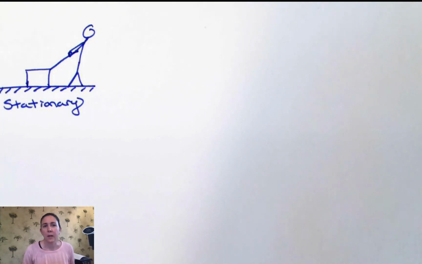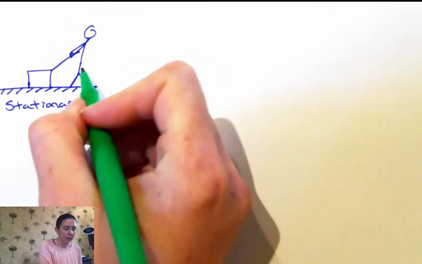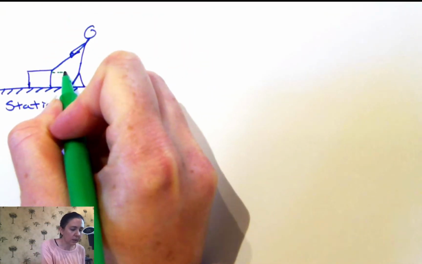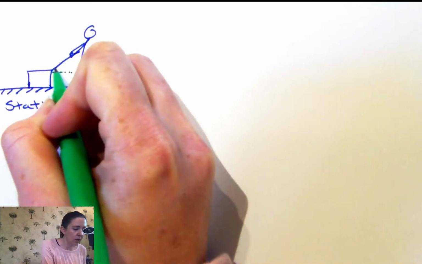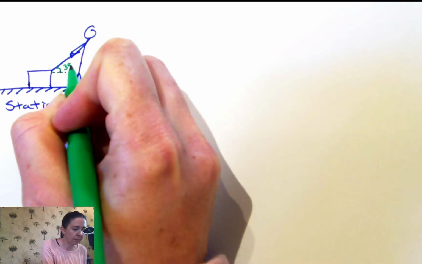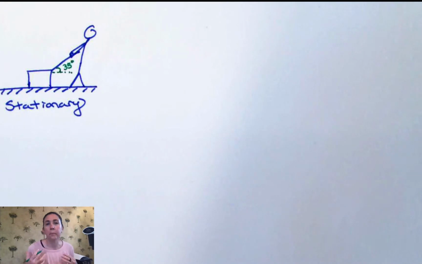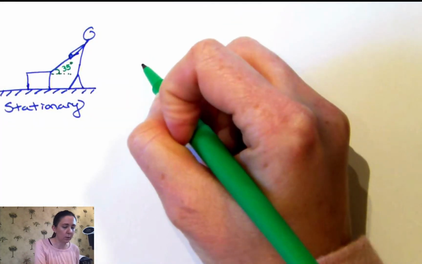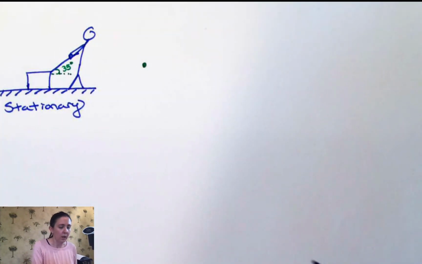So here's my guy pulling on this box that's stationary. This is definitely one of my favorite examples, favorite scenarios. Let's go ahead and add an angle in here. And so let's say that this man is pulling at an angle of 35 degrees. The free body diagram of this, always start with a free body diagram.